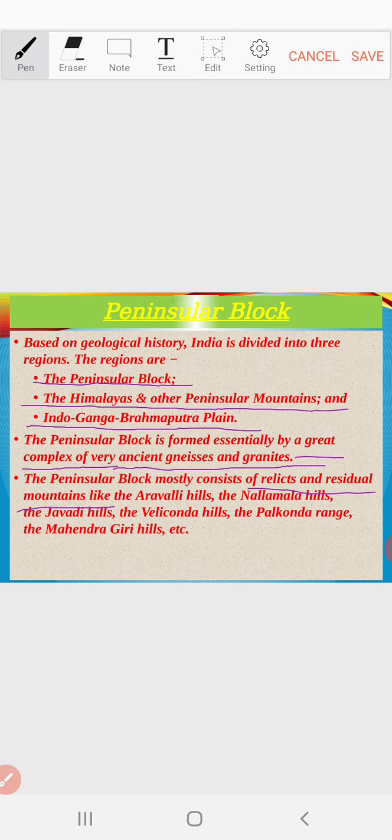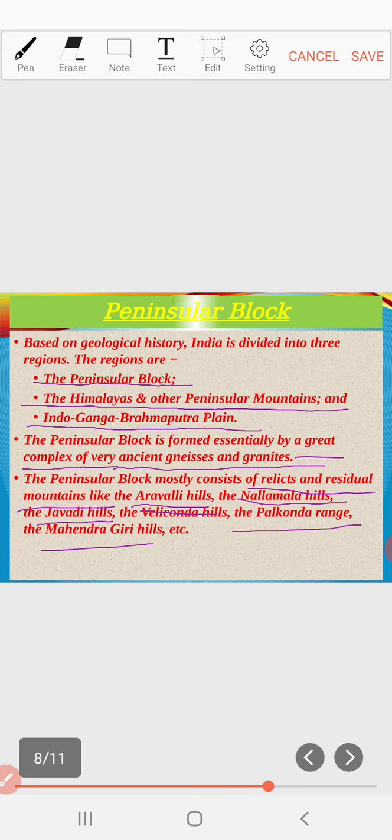Some examples are the Aravalli in Rajasthan, and those present in the Eastern and Western Ghats: the Nallamali hills, the Javadi hills, the Mahendragiri hills, the Velikonda hills, the Palkonda hills. All these are examples of the peninsular blocks.